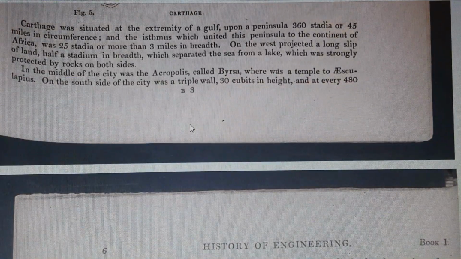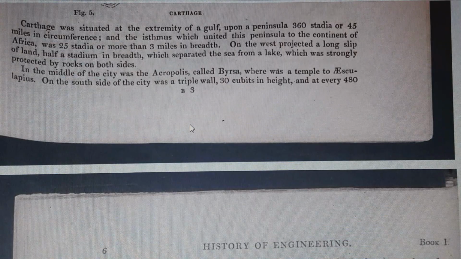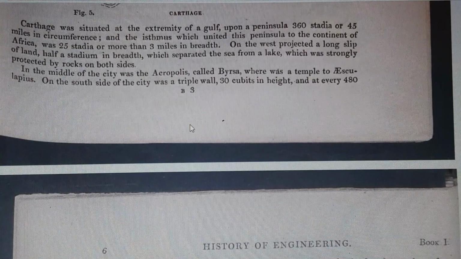Carthage was situated at the extremity of a gulf upon a peninsula 360 stadia or 45 miles in circumference, and the isthmus which united this peninsula to the continent of Africa was 25 stadia, more than 3 miles, in breadth. On the west projected a long strip of land, half a stadia in breadth, which separated the sea from a lake which was strongly protected by rocks on both sides.